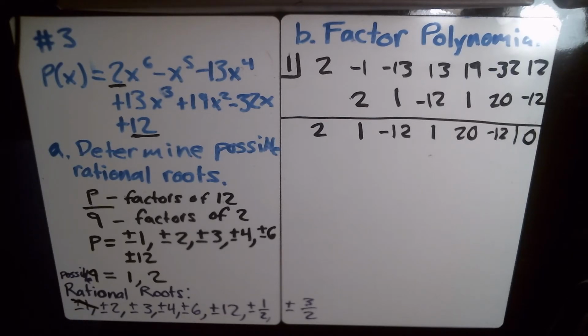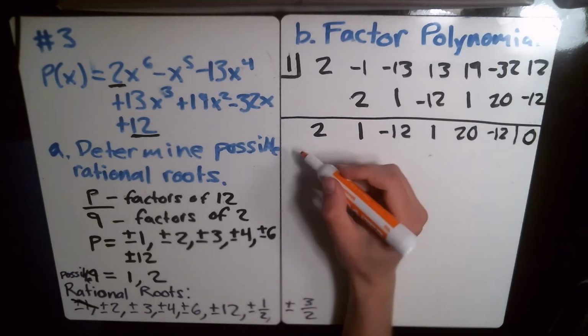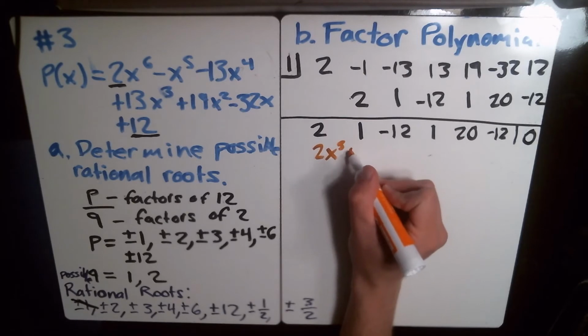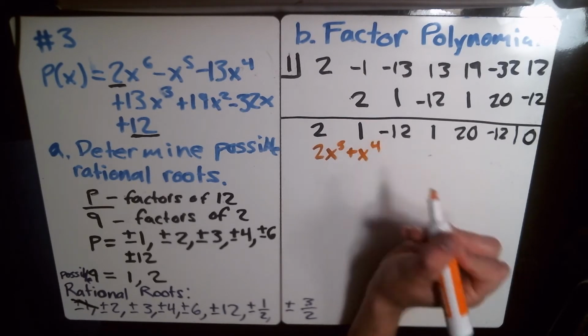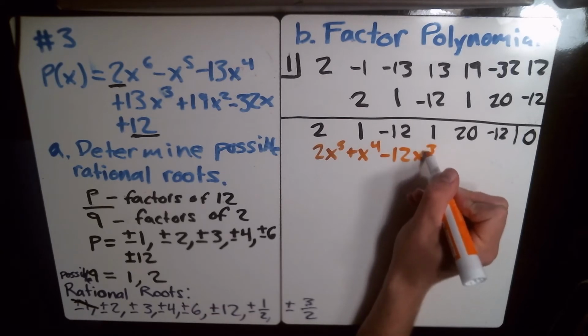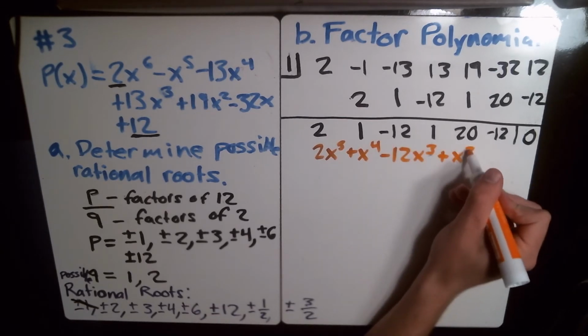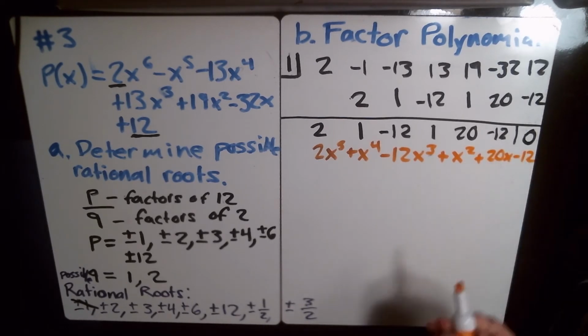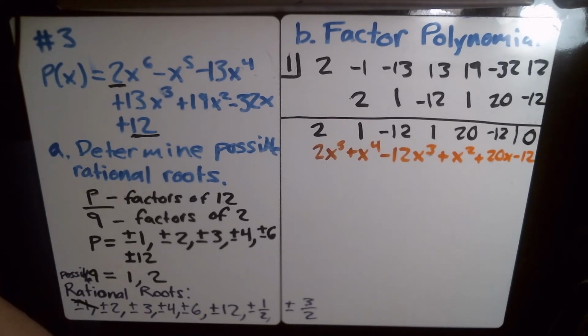I'm just going to plug it into the smaller polynomial that we have now. The smaller polynomial we're really dealing with here is 2x to the 5th plus x to the 4th minus 12x cubed plus x squared plus 20x minus 12, right? That's what this polynomial is, and we're just timesing it by x minus 1 to get the original polynomial. So let's try plugging in negative 1 into that and see what happens.